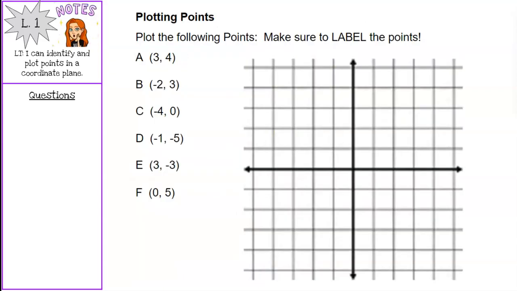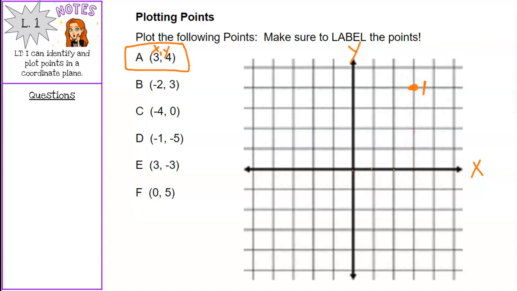So let's practice plotting points. Plot the following points. Make sure to label the points. First point is A, (3, 4). So we have our x number and our y number. Here's our x-axis and our y-axis. So we always start in the middle at (0, 0). X is 3, that means we're going to go to the right 3. Y is 4, that means we're going to go up 4.